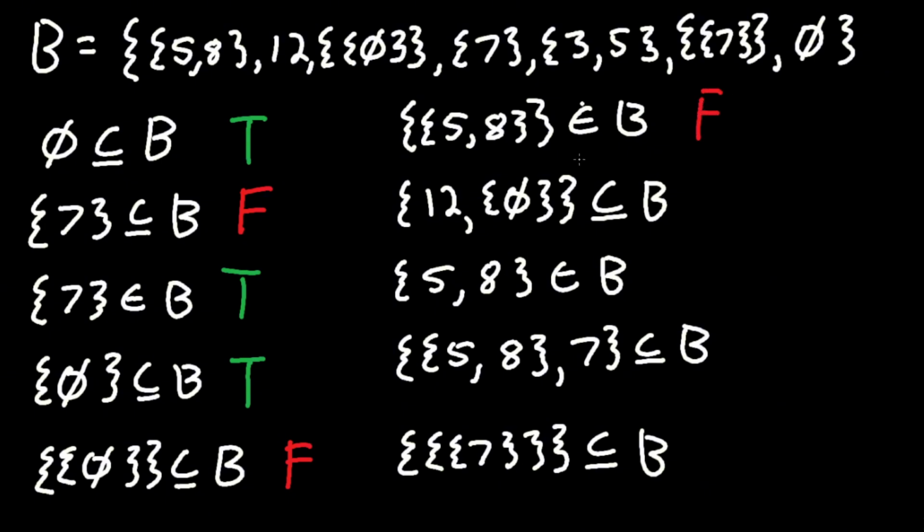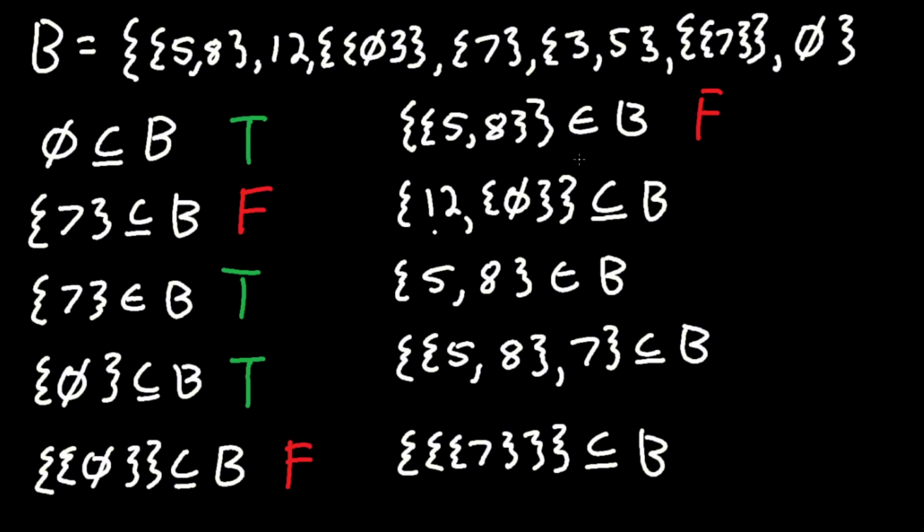Now, if this was switched to the subset symbol, that would be true. This statement would have been true, but we're looking for an element of. So is the set {5, 8} inside of another set an element of B? It's not, because we don't have another bracket here.